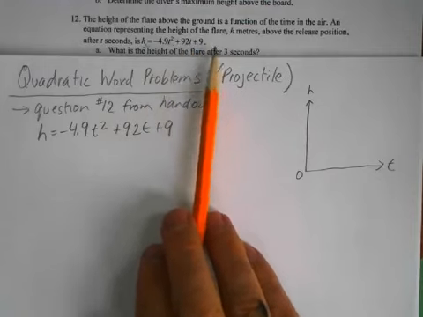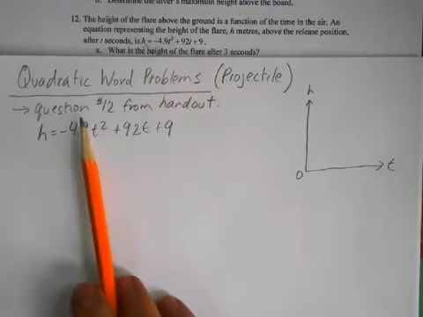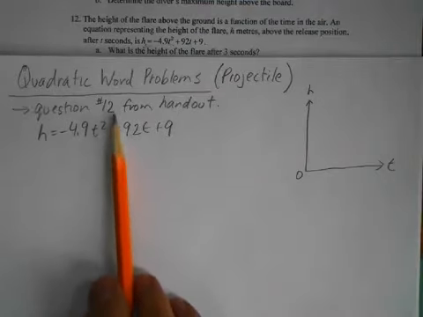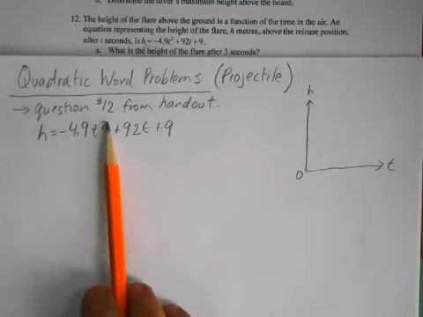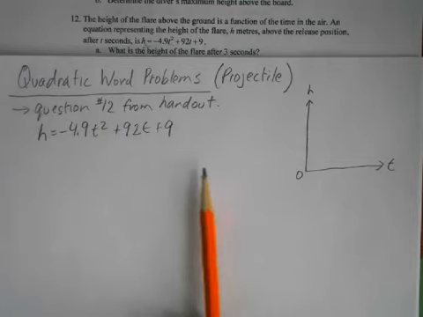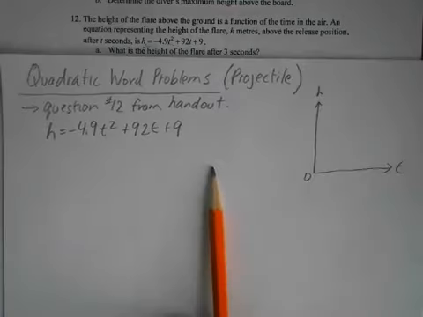The height of the flare is represented by this equation, which I've written down here. So this is question number 12 from the handout, in case you didn't notice. Now there's a series of questions here.